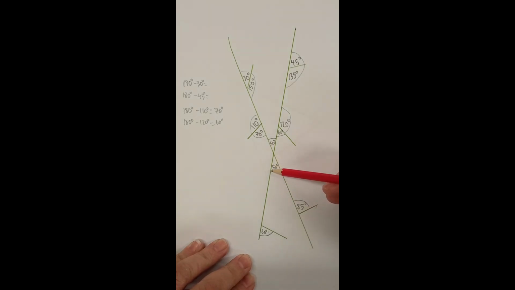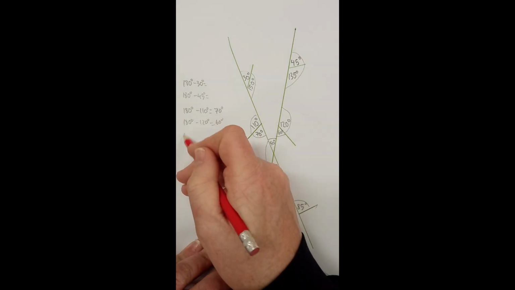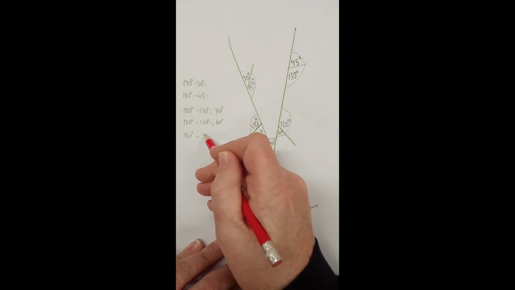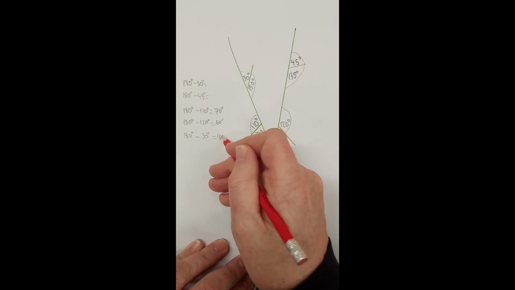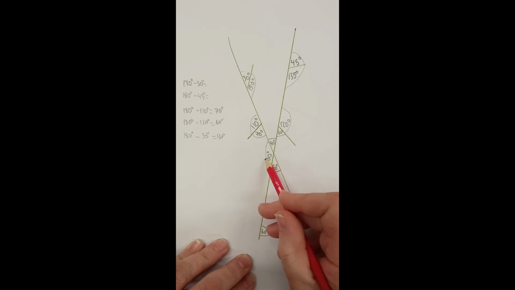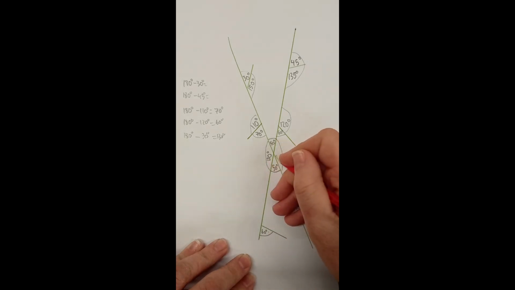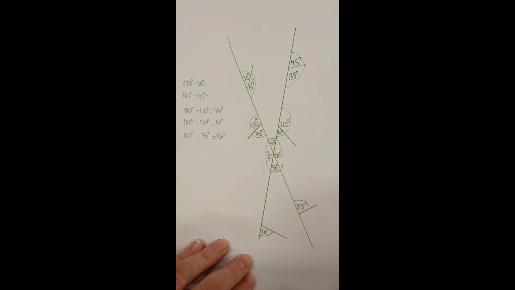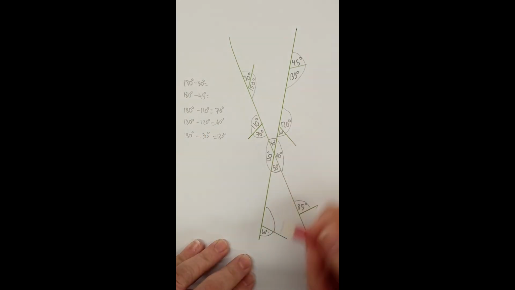Now that I've got both of them, this now becomes a straight line. So let's figure out what this is. So if this is a straight line and I have 50, then 180 minus 50 is 130. So that's 130 degrees. And of course, that's opposite this side, so this must also be 130 degrees. Now let's find out the last two. If this is 60, let's find out what the remaining is. 180 take away 60 is 120 degrees.